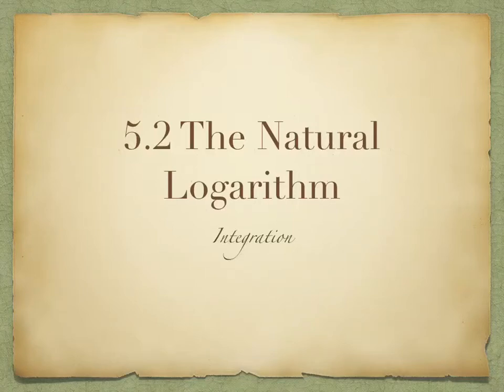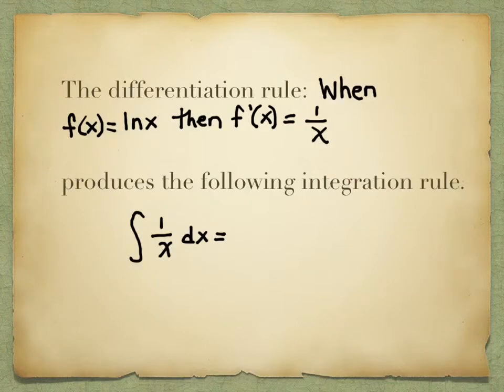Right, so chapter 5, section 2 is the natural logarithm with integration. We did derivatives in 5.1, now we're going to do antiderivatives in 5.2. And you have seen this rule, although you didn't see it written this way. You saw the differentiation rule written this way: when you have a function, natural log of x, then its derivative is 1 over x.